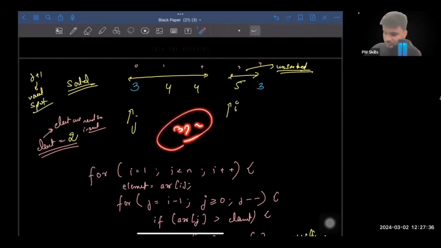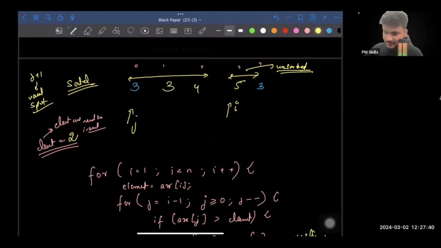Then, is 3 greater than 2? Yes. We push 3 here and do j minus minus. Now j becomes minus 1. The loop ends. And at j plus 1, we are going to put 2. That's it. Now one last iteration.